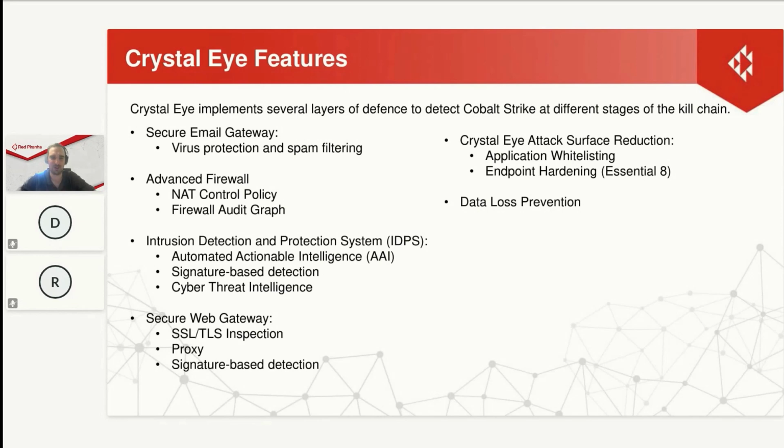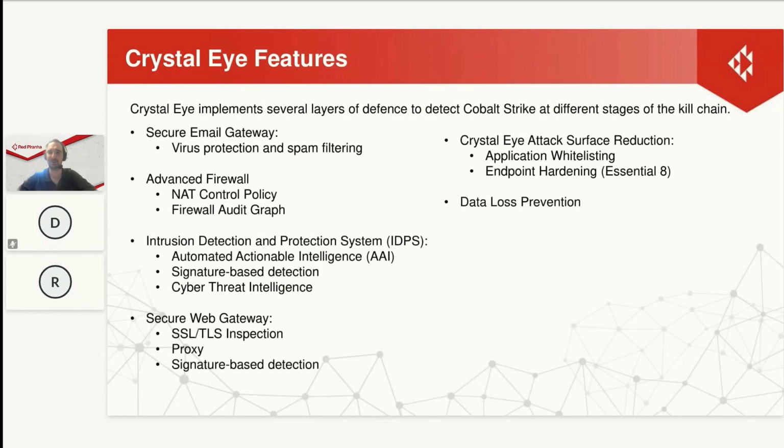We also have the secure web gateway. We highly recommend turning this on because it performs SSL/TLS inspection. So if it is using an HTTPS beacon, you would need to turn the secure web gateway on to be able to inspect that traffic and look for any IOCs in there. Obviously, we've also got proxies, the transparent and explicit proxy, depending on what suits your business, as well as additional signature-based detection using technologies such as YARA.